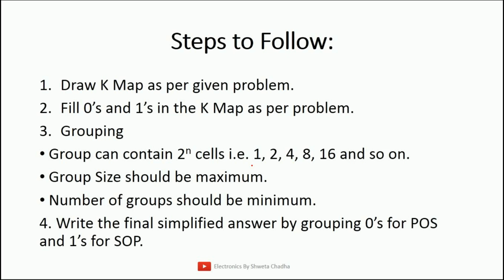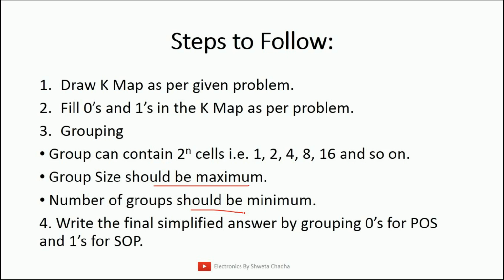But there are 2 important points that we have to consider. The group size must be maximum. That means if we are able to go for a group of 4, then we are not going to make 2 separate groups having 2 cells. So the group size must be maximum and the number of groups must be minimum. If one problem can be solved by grouping only 2 groups, we are supposed to go for that only.